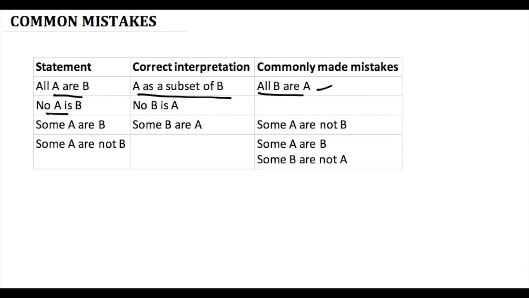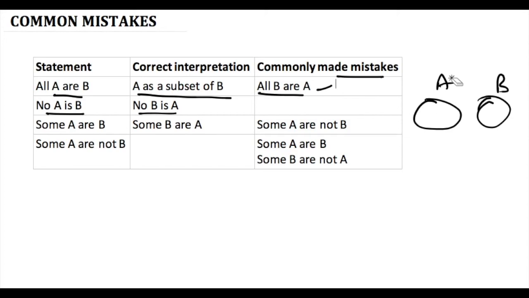The second one is no A is B. We can also say no B is A. There is no confusion in this and no mistake, because A and B have nothing in common and they are separate, and there is no commonly made mistake in this area because they are very clear.